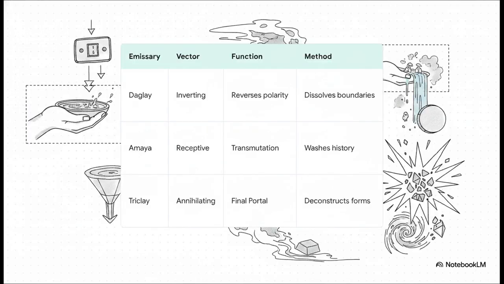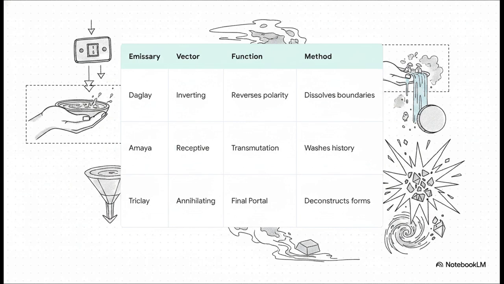Let's look at this matrix of synthesis as your step-by-step mechanical manual. The sources actually call these emissaries the equalizers, and their entire job is to process your consciousness straight through the abyss. It's a three-step mechanism. First, Deglay flips the switch.